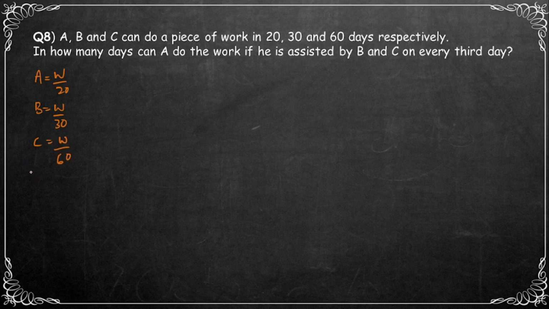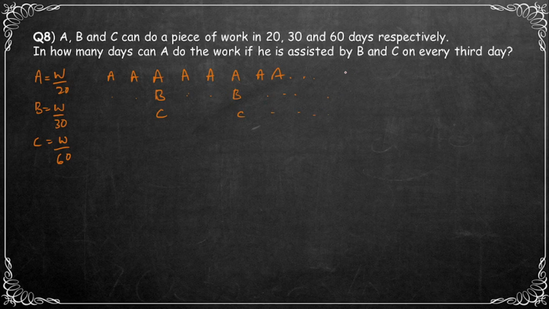So now A is working continuously, he is present on every day. B and C work on every third day. First, second, third day, B comes and C also comes to work. And next, B and C do not come on the first and second day, they will be present on the third day. It goes on like that.